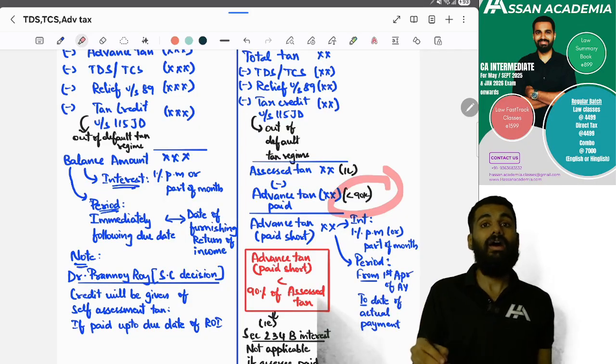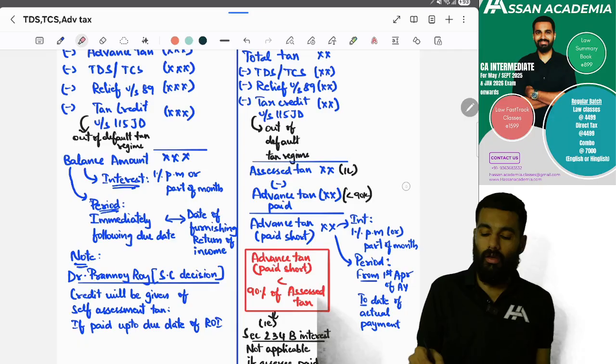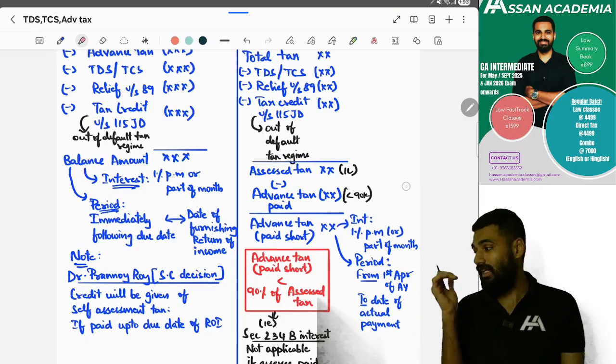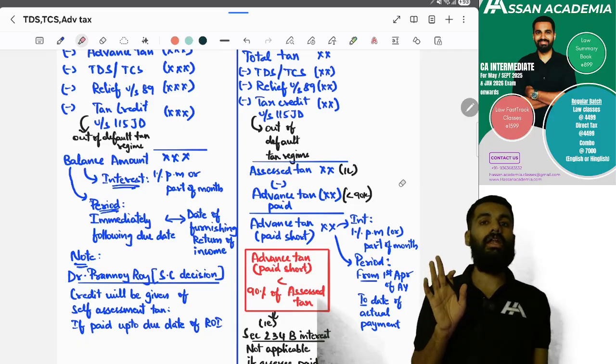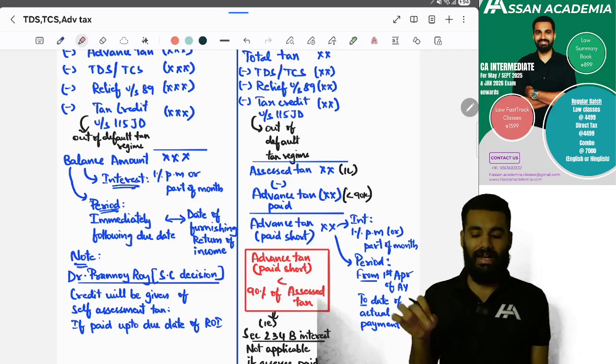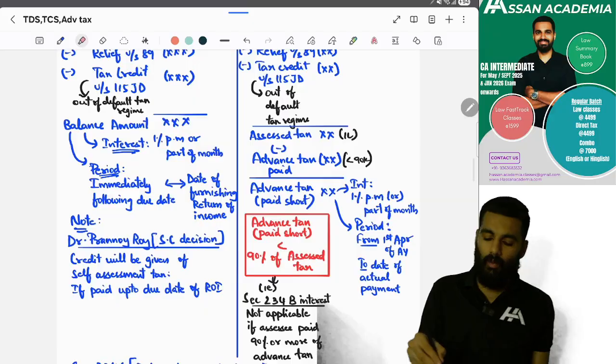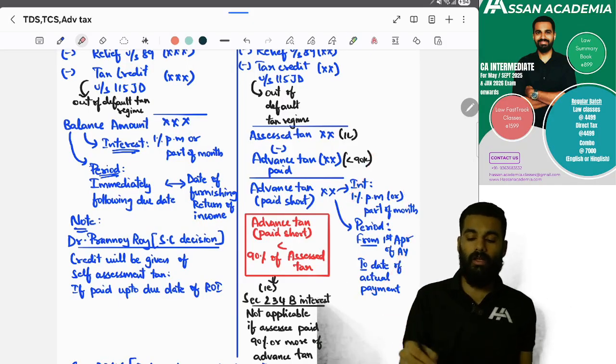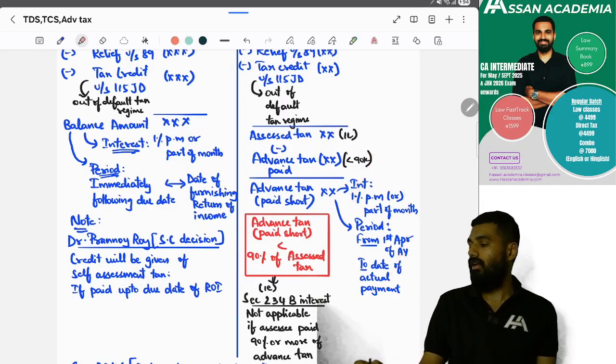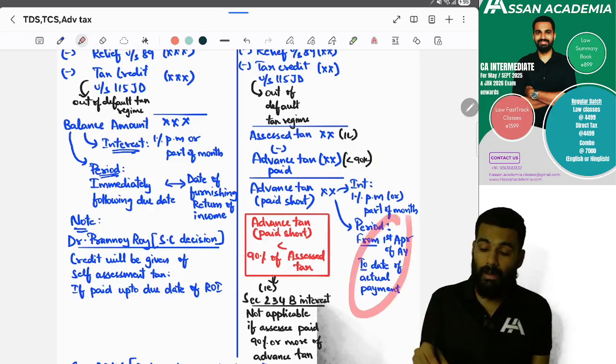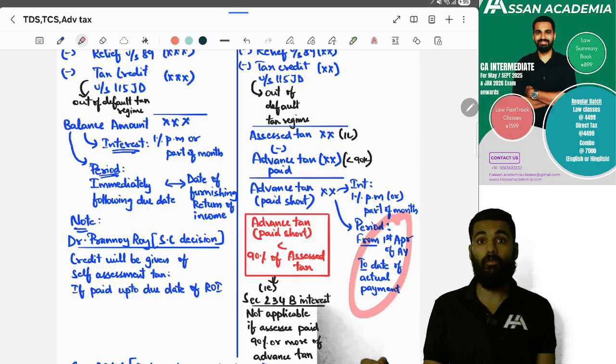Then you don't have to pay interest under section 234B. But if it is less than 90%, less than 90,000, then interest under section 234B will get attracted. Yes, and 1% per month or part of the month you will have to pay interest. That too from when? From 1st April of the previous year.